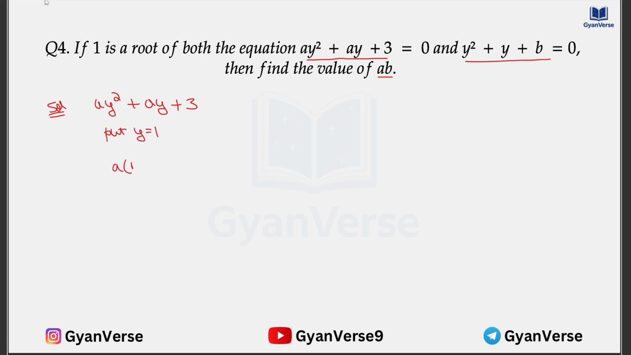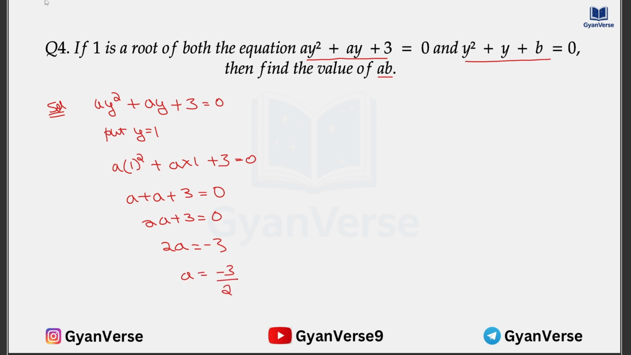And it will become 1 square plus a into 1 plus 3 equals to 0. 1 plus a plus 3 equals to 0. It will become a plus 4 equals to 0. Then a equals to minus 4. So the value of a is minus 4.